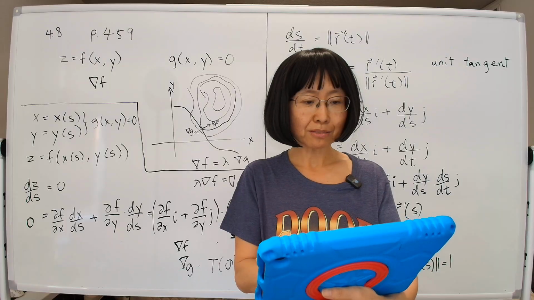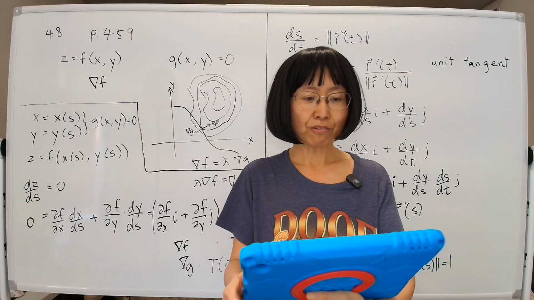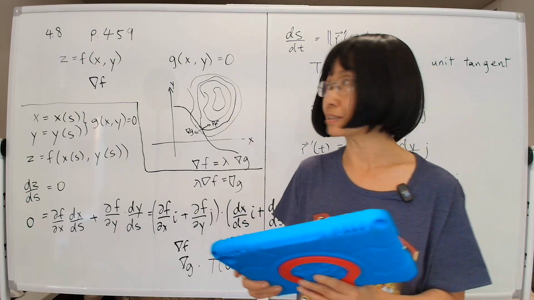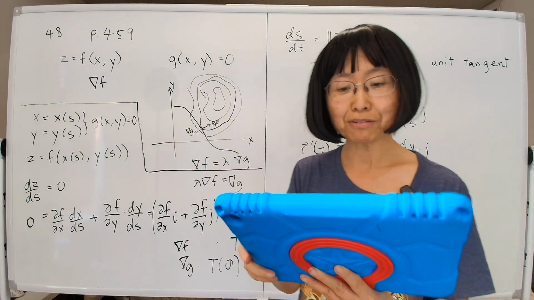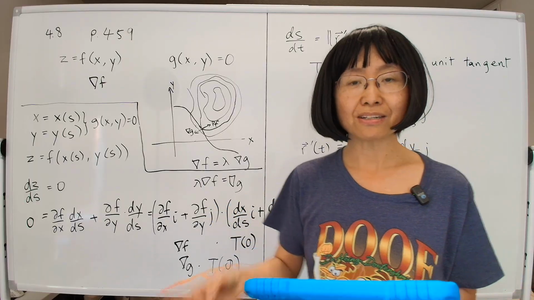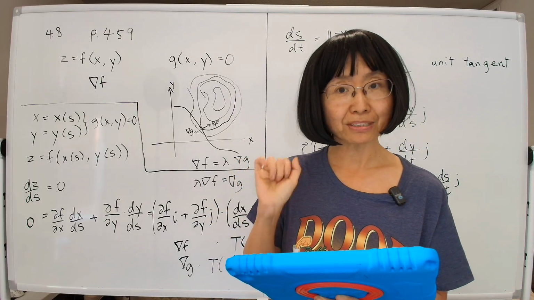Okay, so let's next move to page 464, where we have more variables. Instead of just x, y, now we have x, y, z. Now what? Well, if you have x, y, z, you have three variables there, plus lambda is four variables.